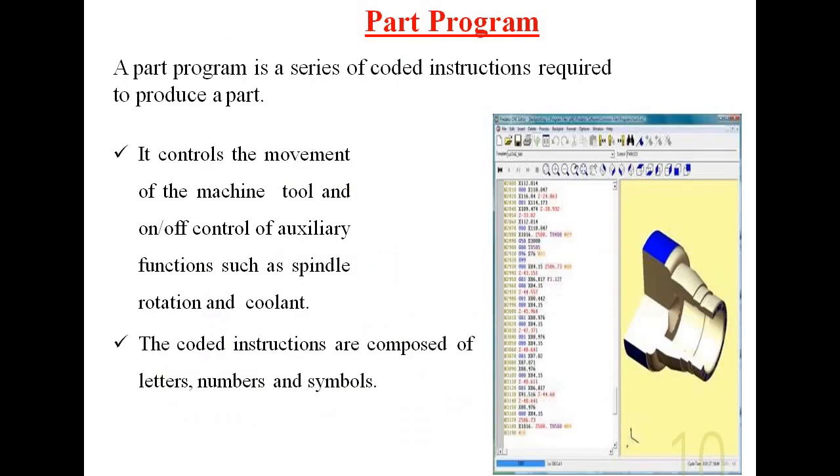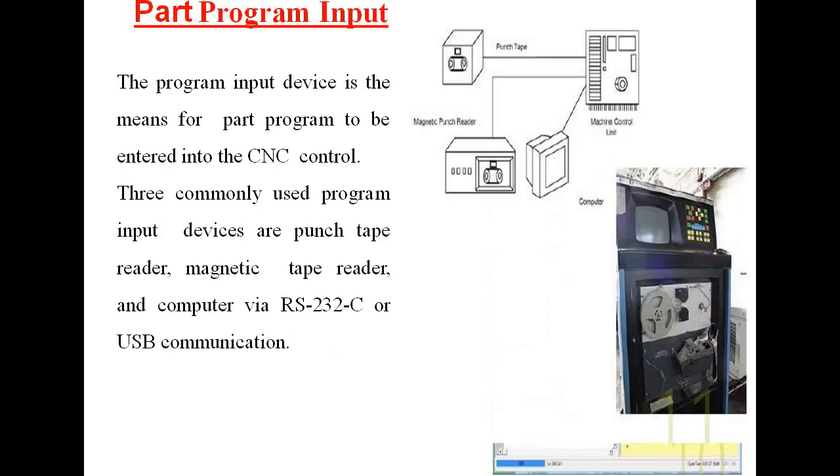Number 1, part program. A program is a series of coded instructions, that is G code, M code, etc. So part program is a series of coded instructions required to produce a part. It controls the movement of the machine tool and on-off control of auxiliary functions such as spindle rotation and coolant. Part program instructions are also composed of letters, numbers and symbols. It also gives the input as per your programming.